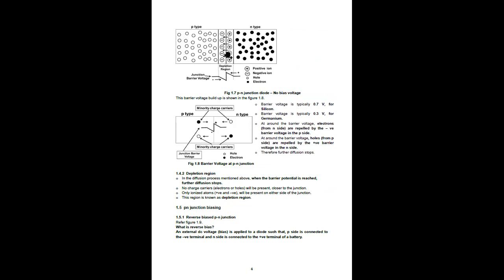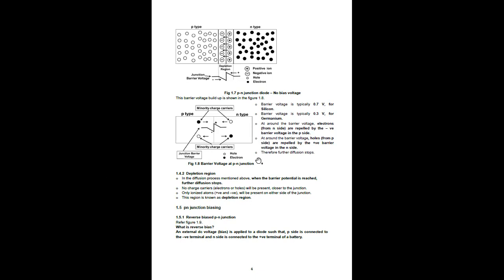So in order to start the conduction, first the electrons and the holes have to cross this barrier, and for this purpose at least a barrier voltage is required. The barrier voltage for silicon is 0.7 volt, and for germanium it is 0.3 volt.